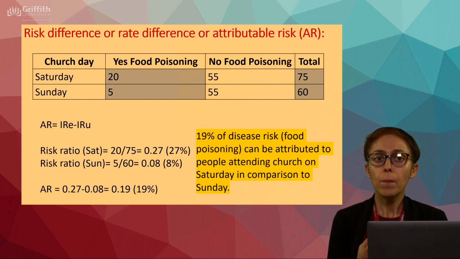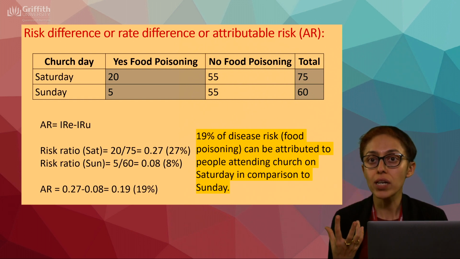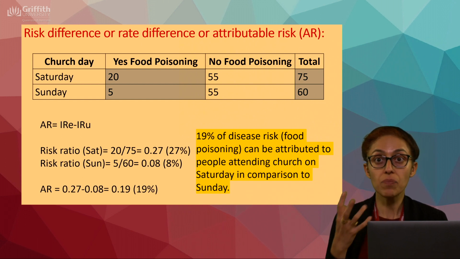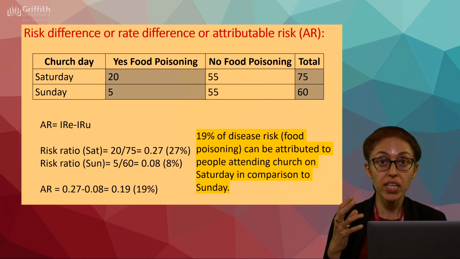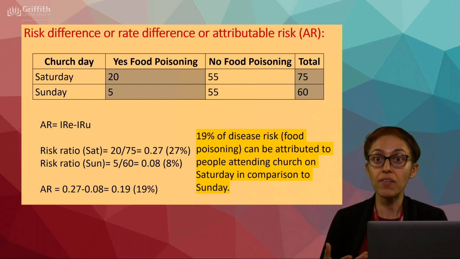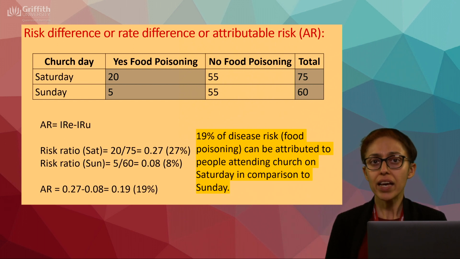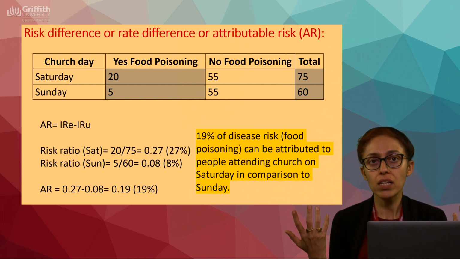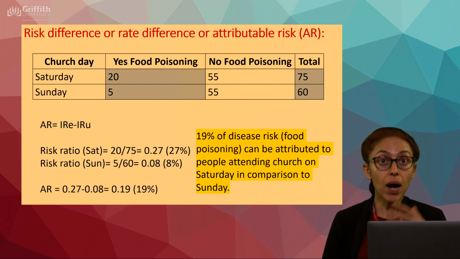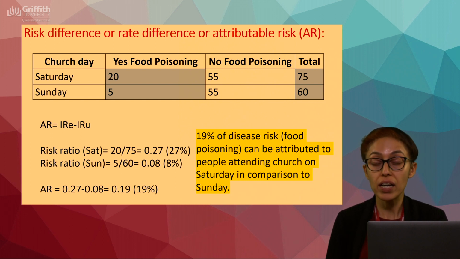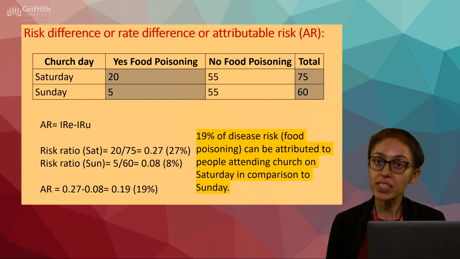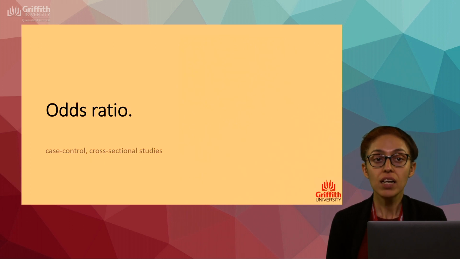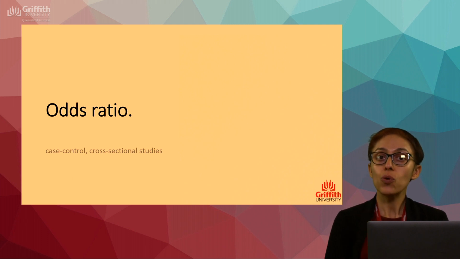All right, meaning it is not a very, very strong number. If it was something like 90%, 85%, oh yes, that's a very strong association between your IV and your DV. Over here, there could be other reasons for food poisoning that need to be explored, apart from people attending church on a particular day. So this tells you the strength of the association between your IV and your DV. I hope this is clear, guys. Attributable risk. Now moving on to odds ratio.